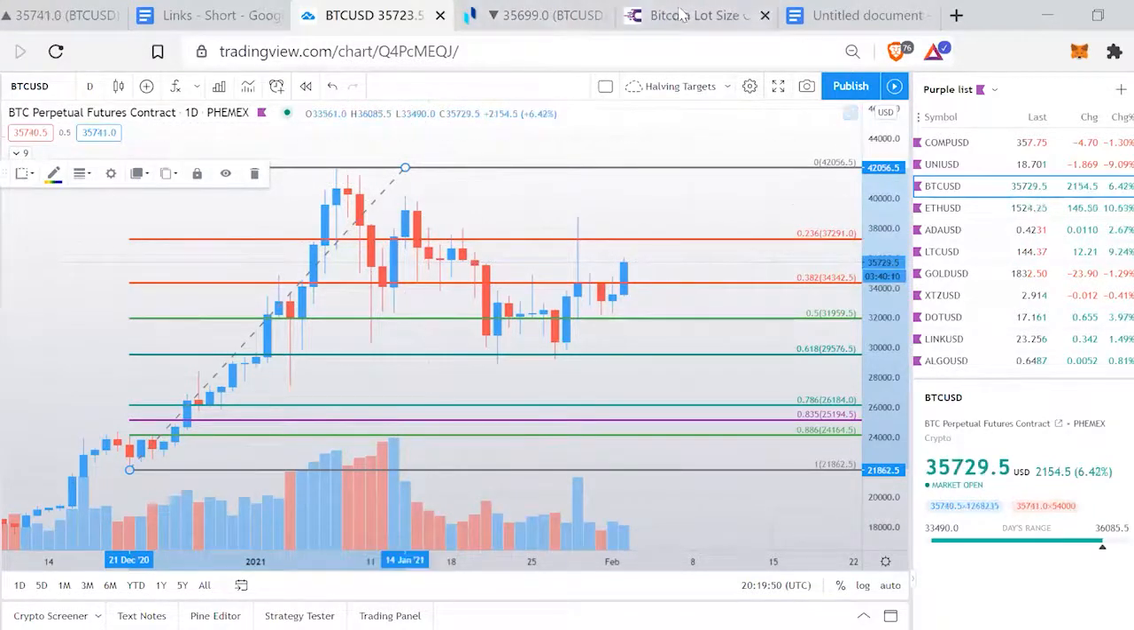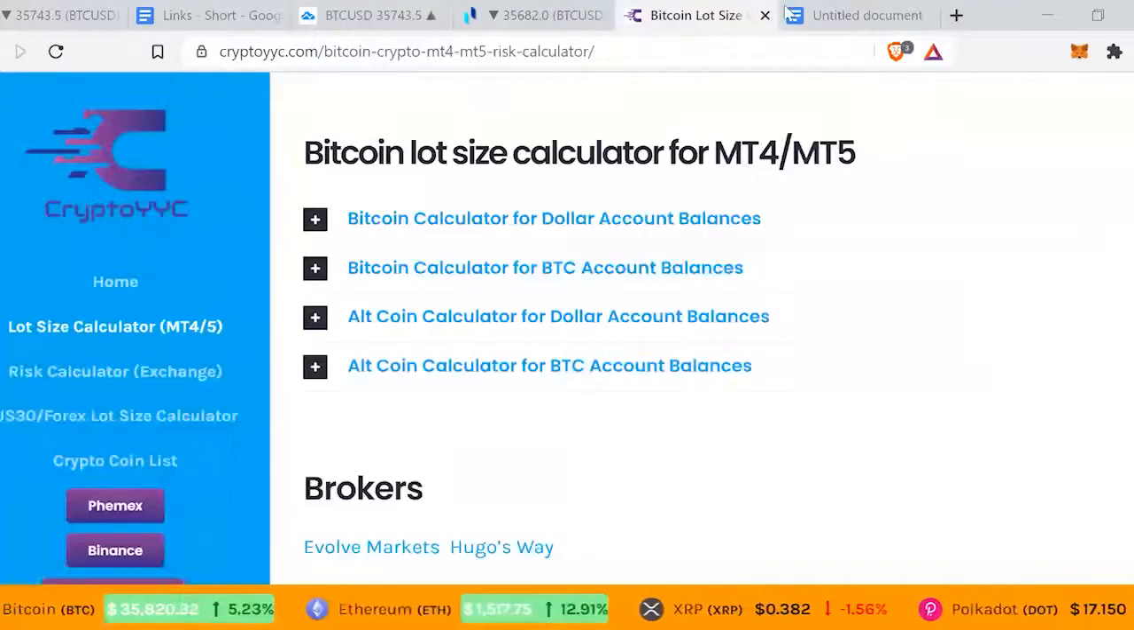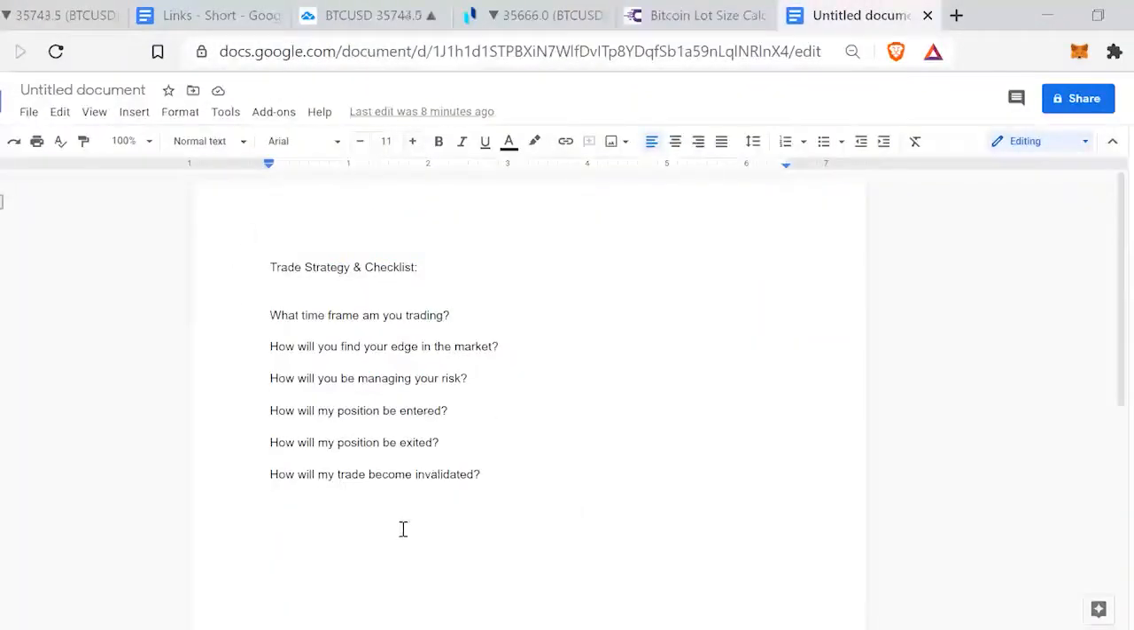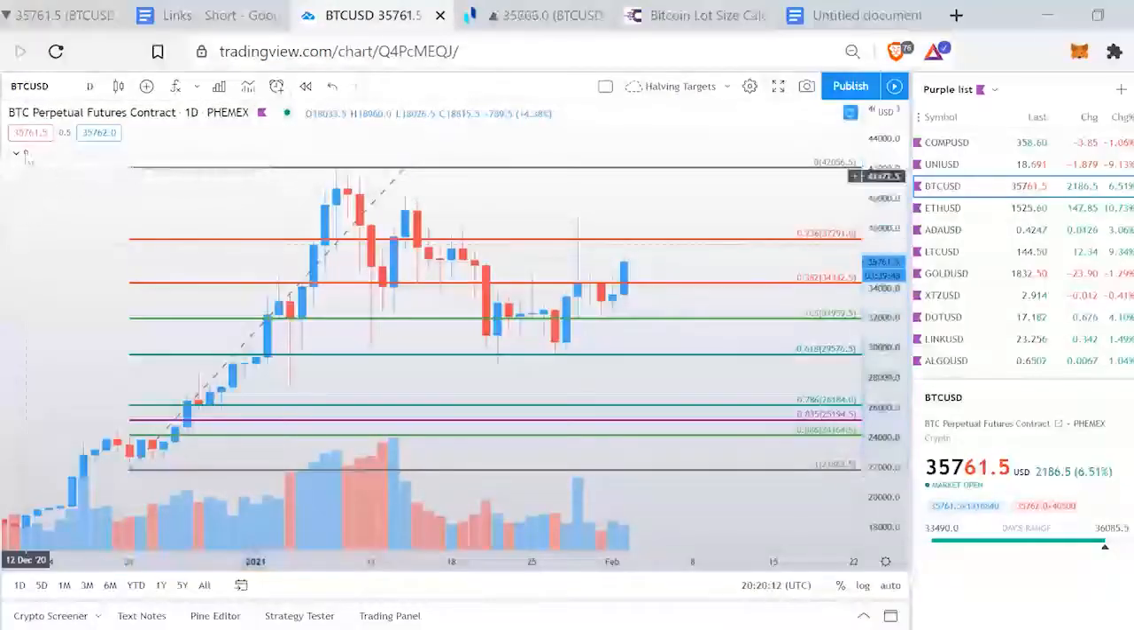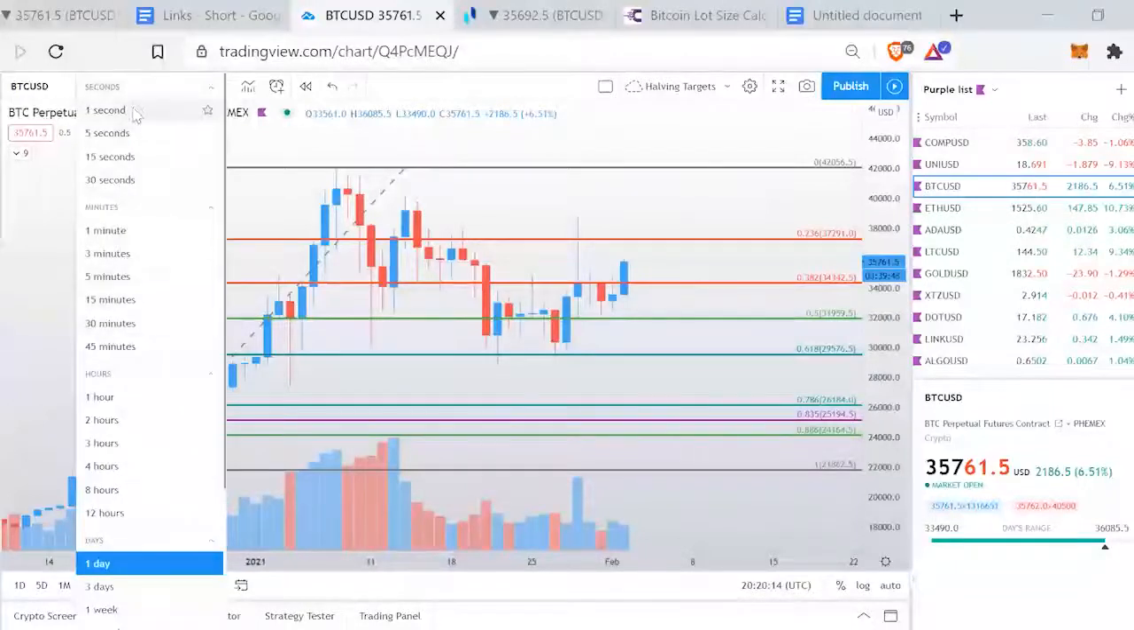And now we're going to want to build our strategy. So I created this little checklist for you guys. This is going to be your trade strategy checklist. So the first thing you want to know is what time frame you are trading at. Here in TradingView, you can select all these different time frames.